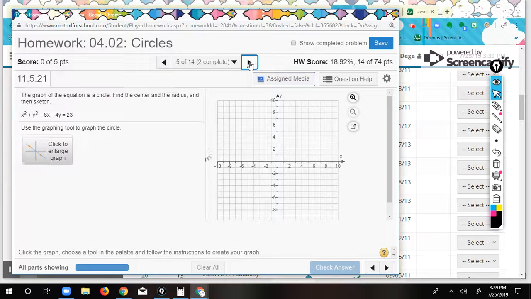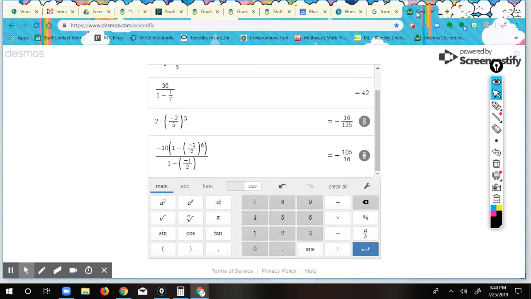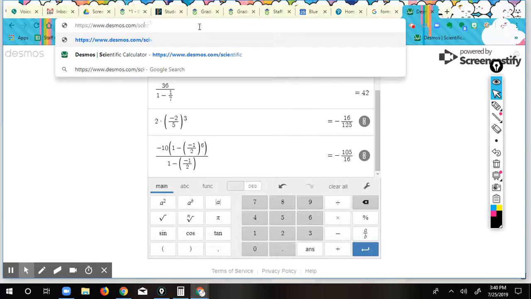So now let's do number 5. Okay, so first thing is we have to put this in graphing form. Honestly, guys, you would use complete the square here in factoring by grouping, but I'm going to say let's go to Desmos. Because Desmos is really awesome.